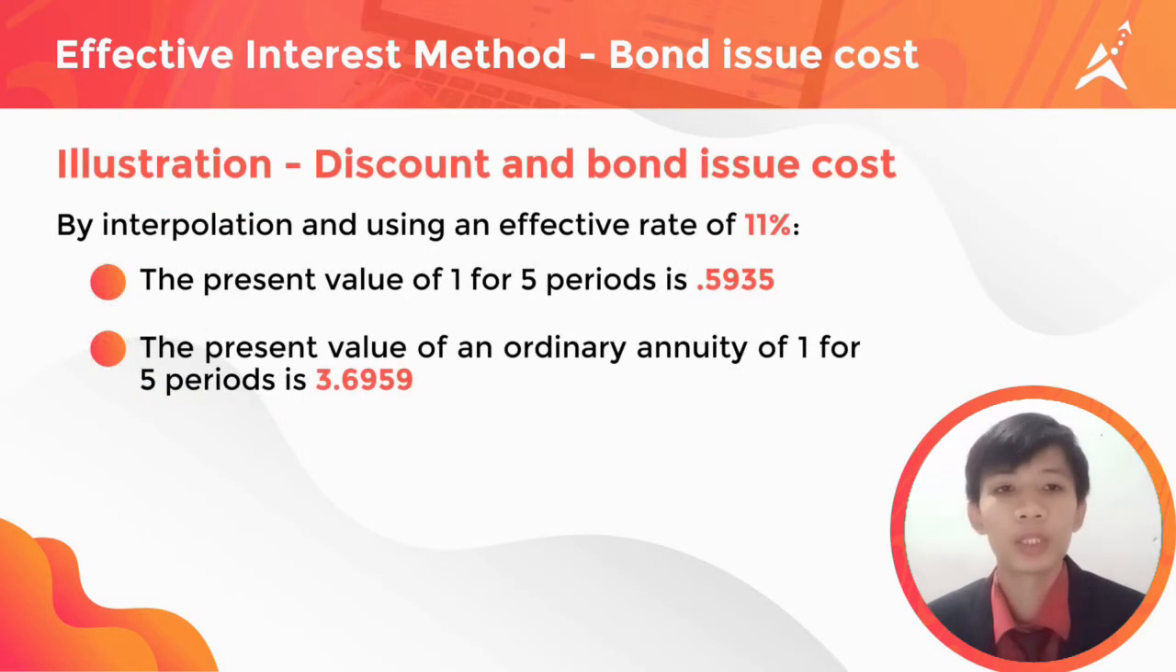Since the bonds are issued at a discount, the new effective rate should be higher than the nominal rate of 10%. So again, we will be using an effective rate of 11%. The present value of 1 for 5 periods is 0.5935 and the present value of an ordinary annuity of 1 for 5 periods is 3.6959.